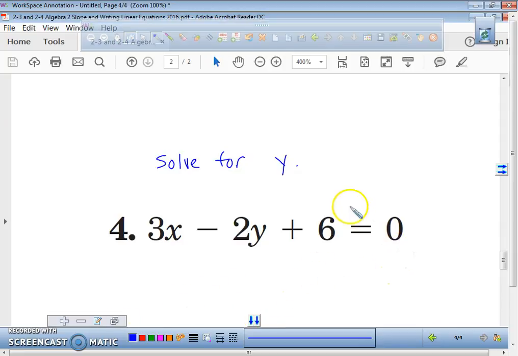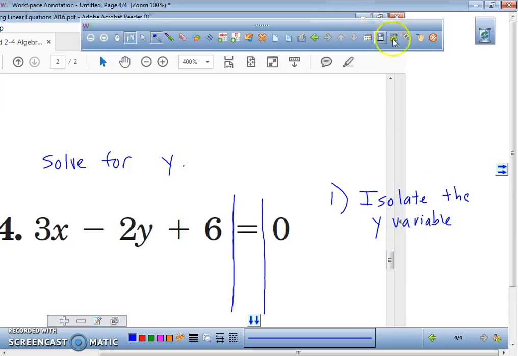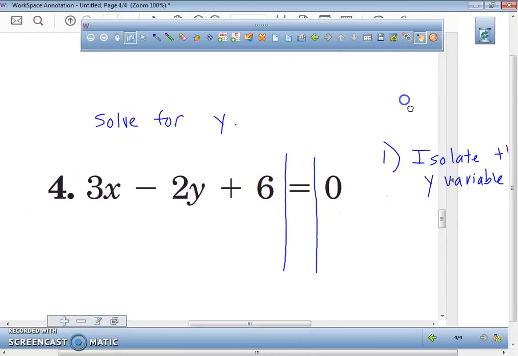For those of you who look at this, you probably weren't thinking about using standard form. What were you thinking about doing? You were thinking about probably isolating your what? Getting your y value by yourself. So isolate the y variable, which means get all the y's by themselves.